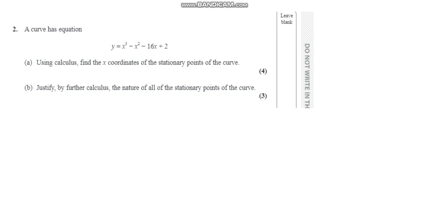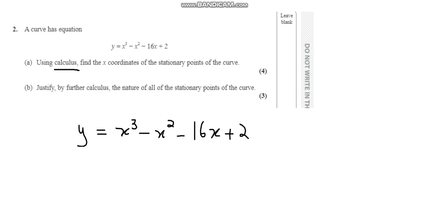So guys, they're asking us to use calculus. If you don't know, in simple words, calculus basically points towards differentiation or integration, but in this question we'll mainly focus on differentiation. So what we have to do first is write down the whole function: y is equal to x cubed minus x squared minus 16x plus 2. Just copy and paste it down here, and then differentiate this function. To differentiate, we take dy by dx, so we are differentiating y with respect to x.